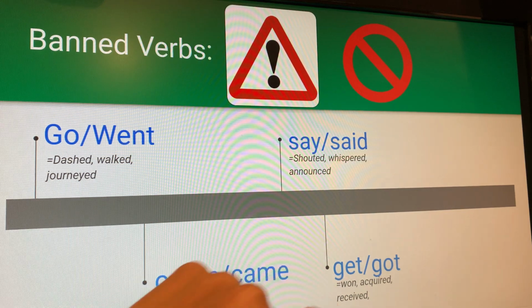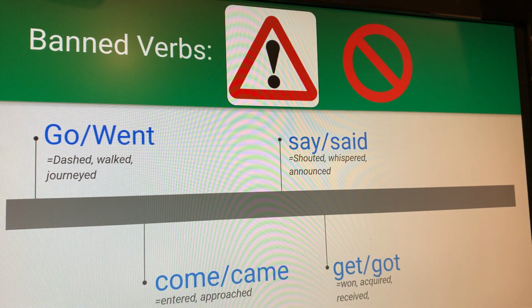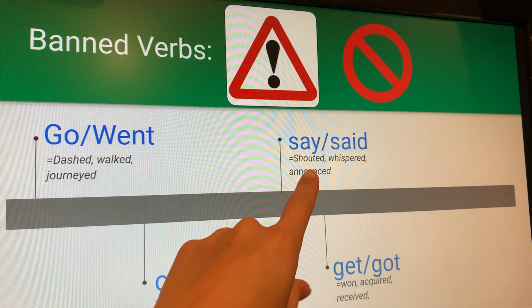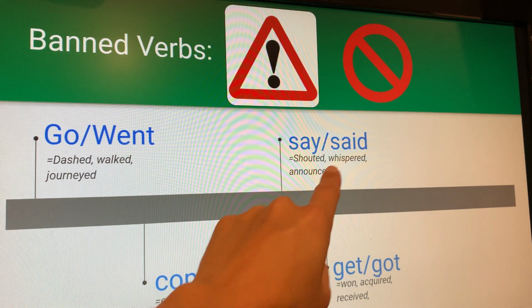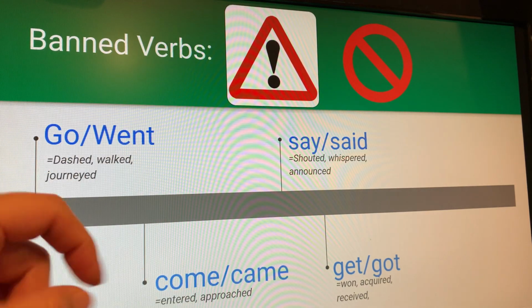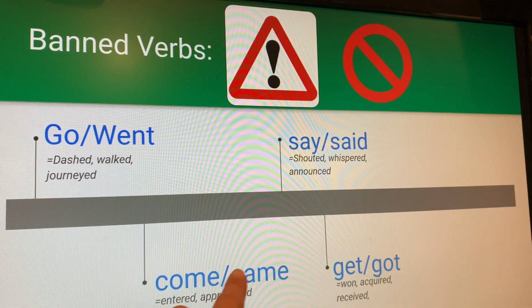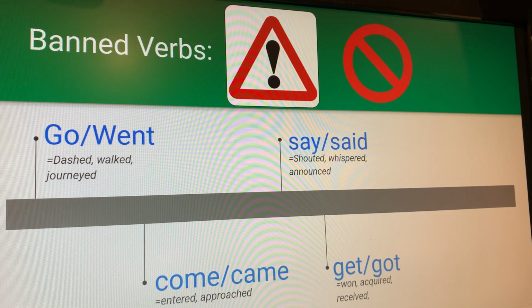Over here, say, said are not descriptive enough. You could say they shouted, they whispered, they announced. More descriptive words. Come, came are also banned. They're out. Instead, you could say she entered, she approached, and the list will go on.